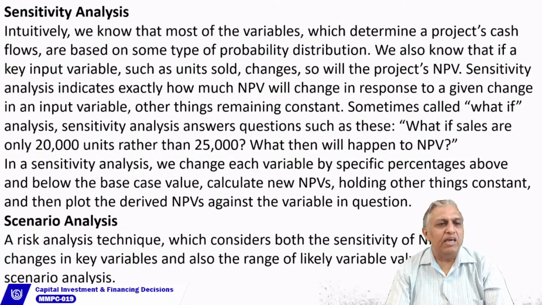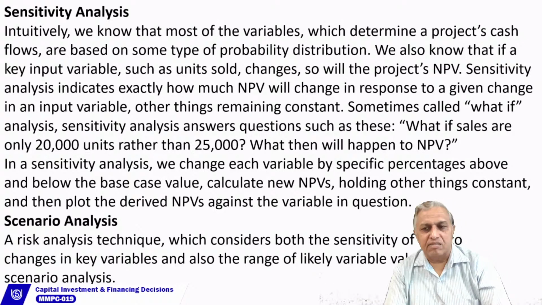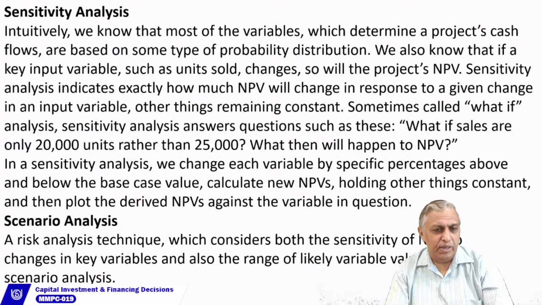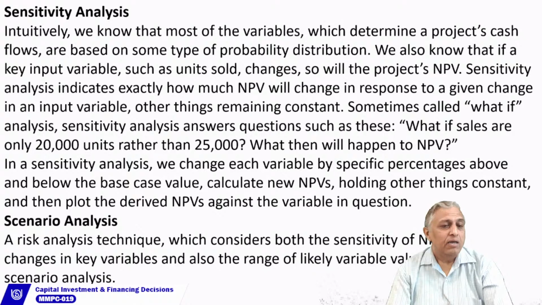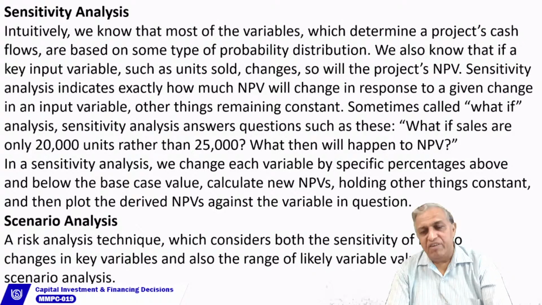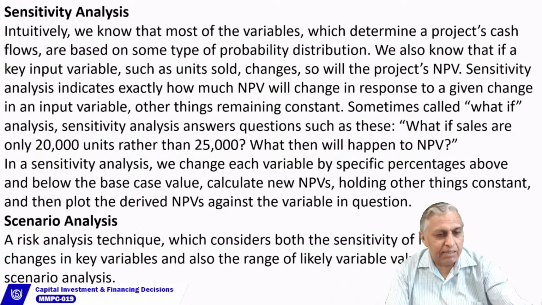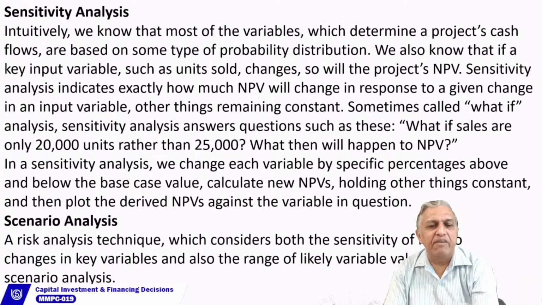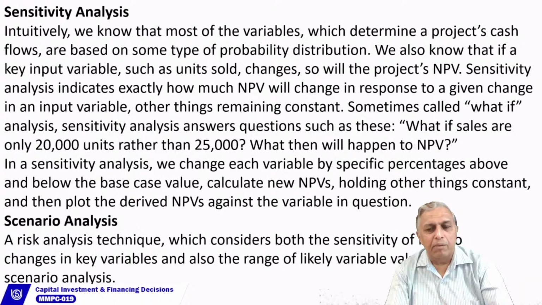Sometimes called what-if analysis, sensitivity analysis answers questions such as these. What if sales are only 20,000 units rather than 25,000 units? What then will happen to NPV? In a sensitivity analysis, we change each variable by specific percentages above and below the base case value and calculate new NPVs, obviously holding other things constant. This is again the thumb rule. And then we plot the derived NPVs against the variables in question.